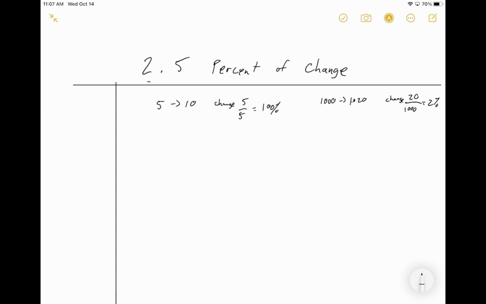All right. So let's write this down. Okay. So percent of change is this. Amount of change over the original. Write that down. Okay. This is the whole thing. The amount of change divided by the original amount.